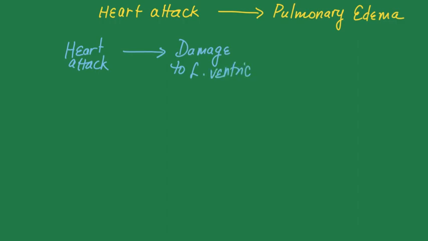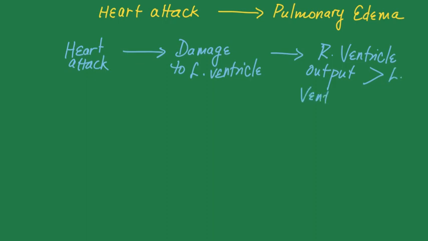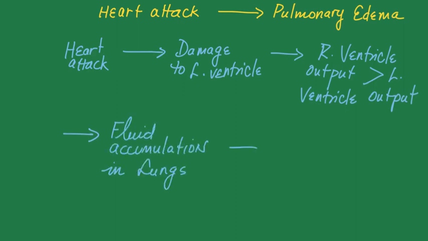So damage to the left ventricle would lead to the right ventricular output being greater than the left ventricular output. So essentially we have unequal stroke volume. When the right ventricular output is greater than the left ventricular output, fluid accumulates in the lungs, which is basically pulmonary edema.